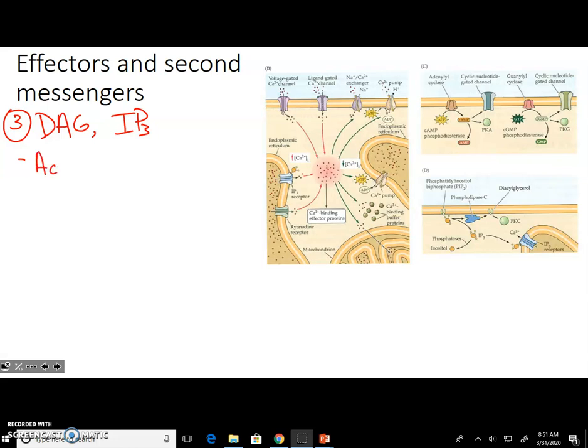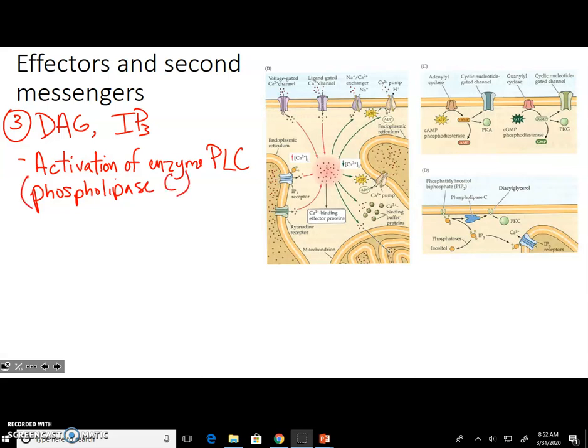So activation of an enzyme, PLC, phospholipase, and it might be worth writing down because it tells you a little bit about what it does, not just its structure. So that's the enzyme, and it's a lipase. Not just that, it's a phospholipase. So it cleaves membrane phospholipids.